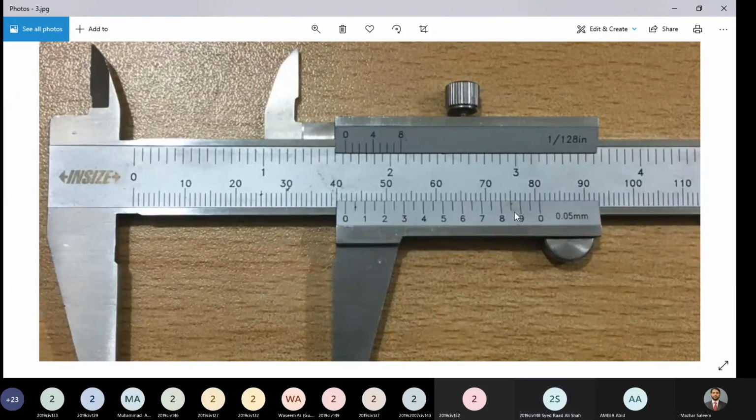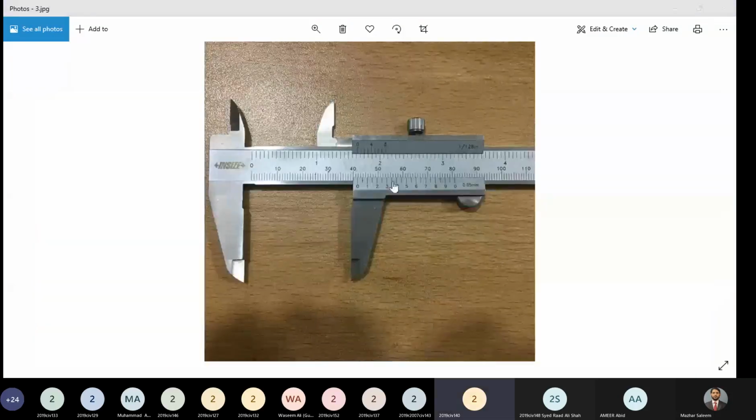Exactly, 41.85. That's good. So without using any calculator, just by looking at the instrument, we can directly tell how much the reading is. So 41 is the main scale reading, and the line between 8 and 9 is coinciding perfectly with a main scale division. So it is 41.85 millimeters, and that is it.